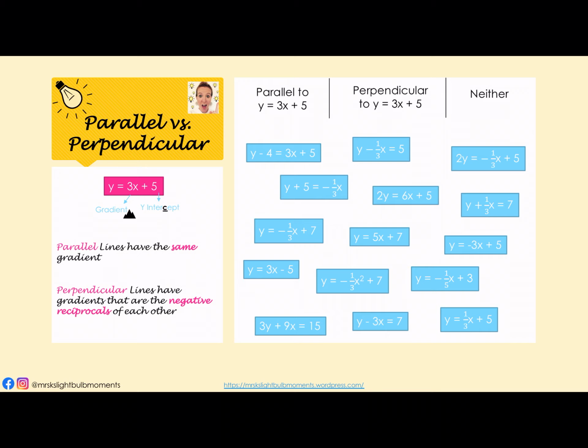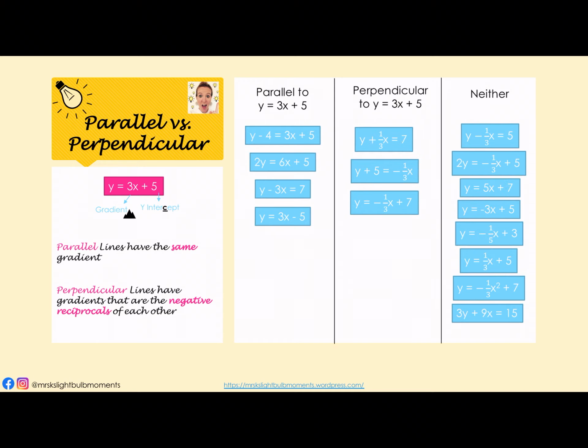Okay, not long left now. I'm hoping you might have managed to find one from each column. All right, answers are going to come up. Remember, do make sure you pause to see if you have got time and work through it because it's a really good task. Okay, those are the right columns for them, so where they should be: parallel, perpendicular and neither.